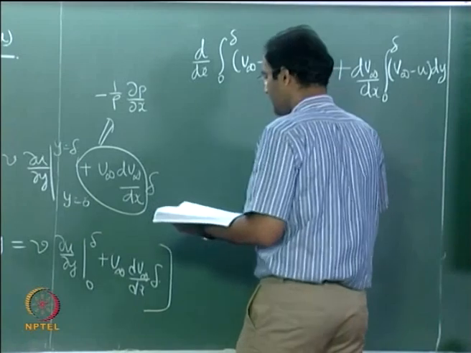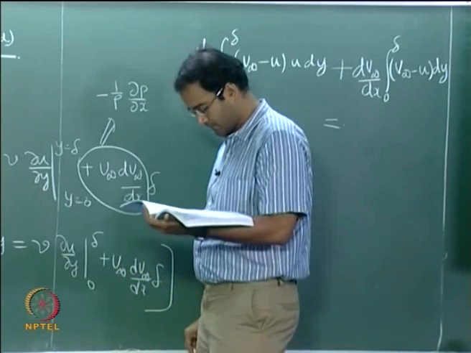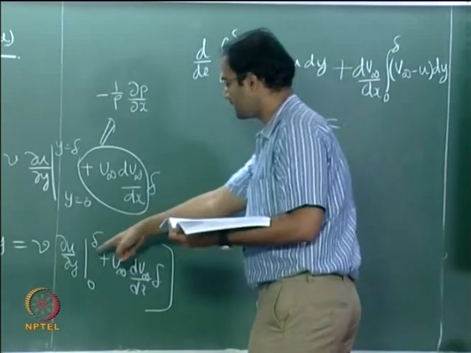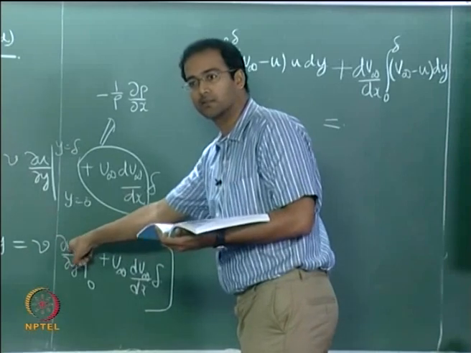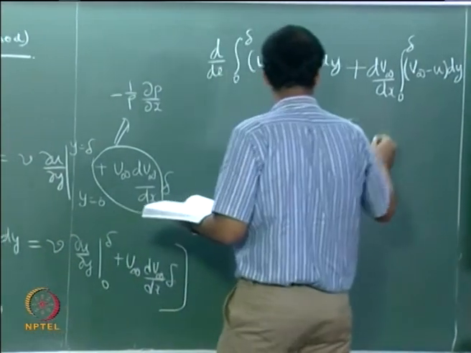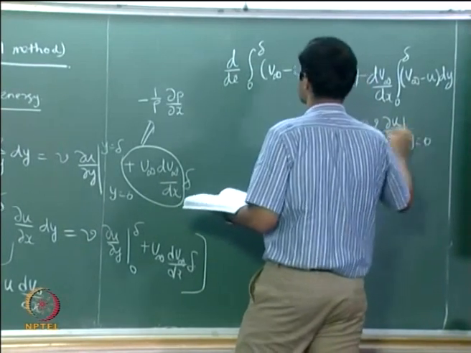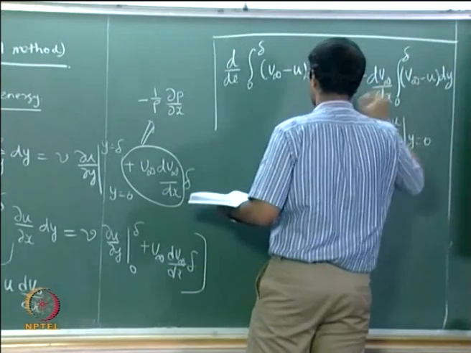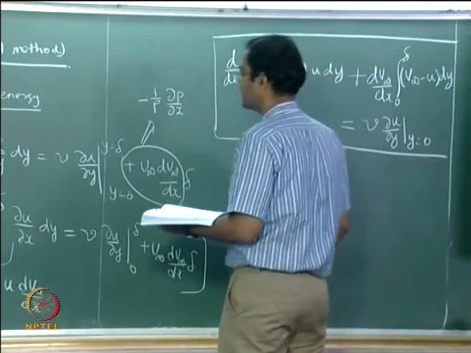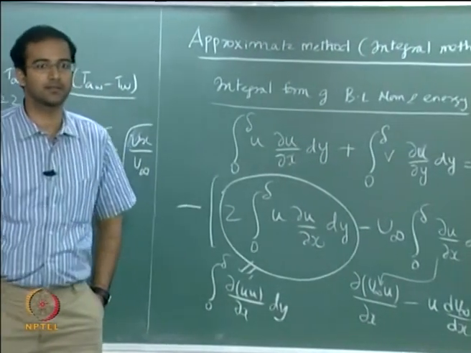On the right hand side, now if I integrate this from 0 to delta, at y equal to delta, du by dy should vanish. So this becomes minus nu du by dy, with a minus sign this becomes positive, this becomes nu du by dy at y equal to 0. I have probably skipped a couple of steps, but I think you can understand straight away how that comes out. Do you want me to explain again, or is it okay?